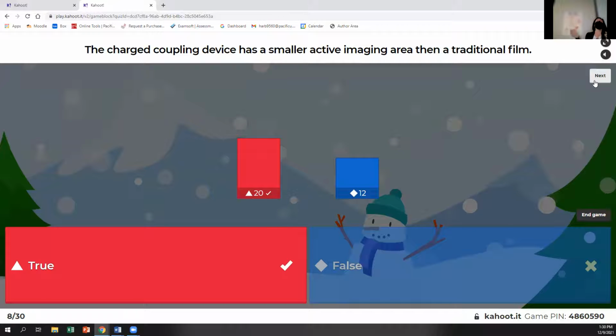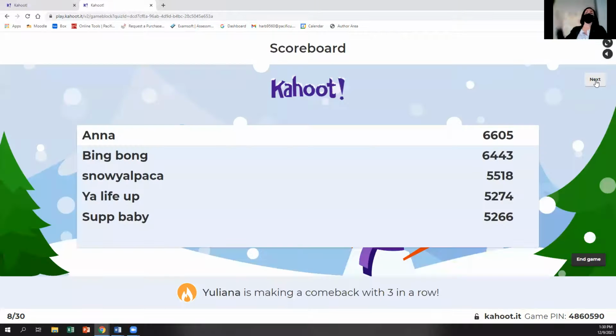But with a traditional film, every single part of that was active, and then you could bend it and stuff. So there are just different characteristics. But it's better now. The active imaging area is more true to the size of the sensor. There still is a little bit of difference, obviously, just because they have plastic and stuff that gets in the way.